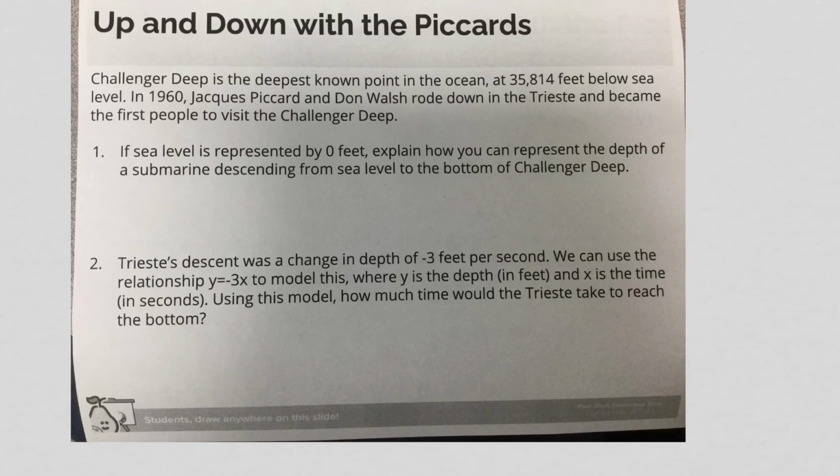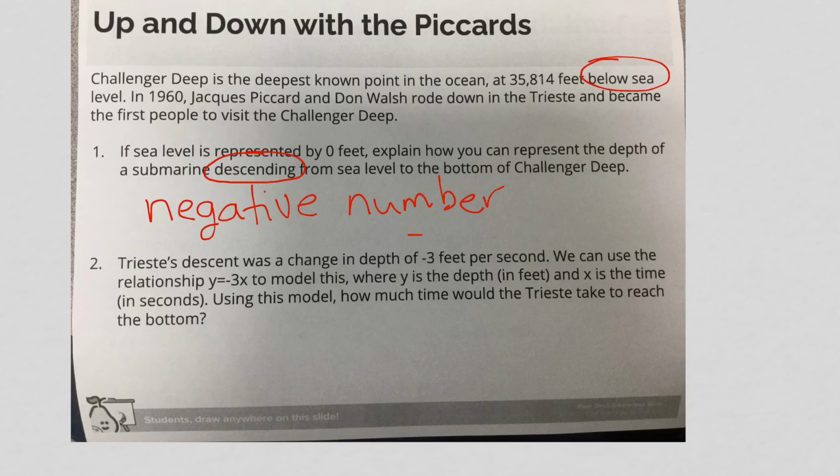Okay, so if we're talking about feet below sea level, how can I show below sea level? Another word that helps you understand is descending. So what we could do is use negative numbers. And if we are 35,814 feet below sea level, Challenger Deep can be shown as negative 35,814 feet.